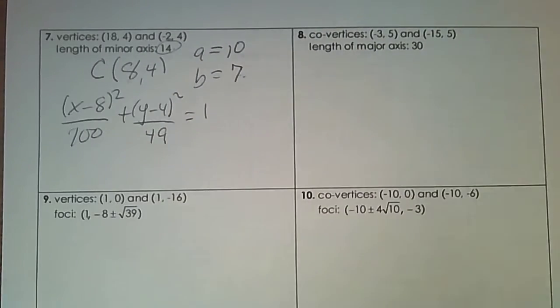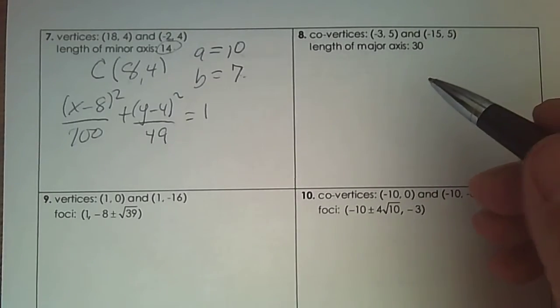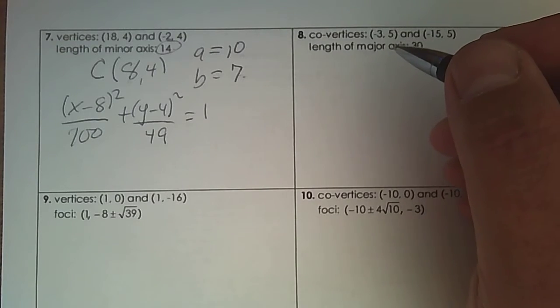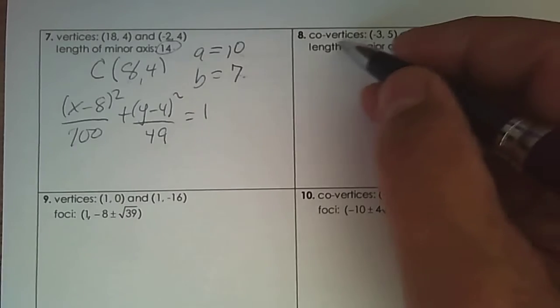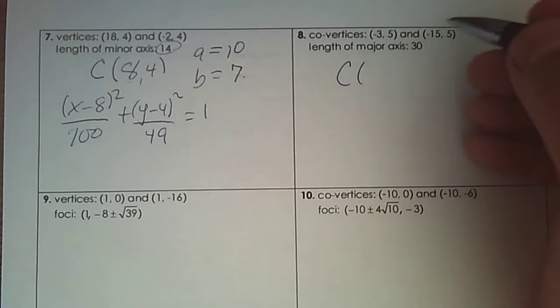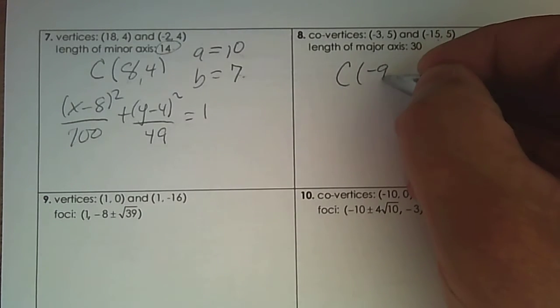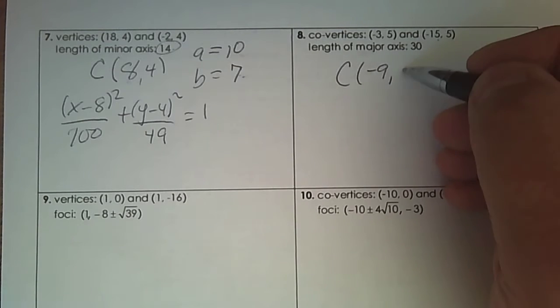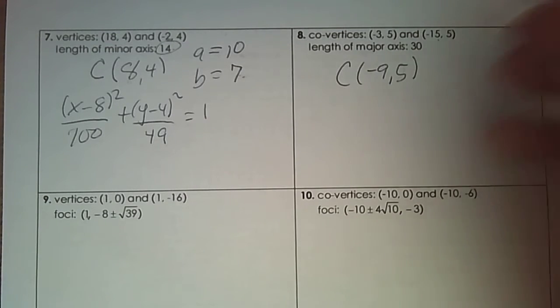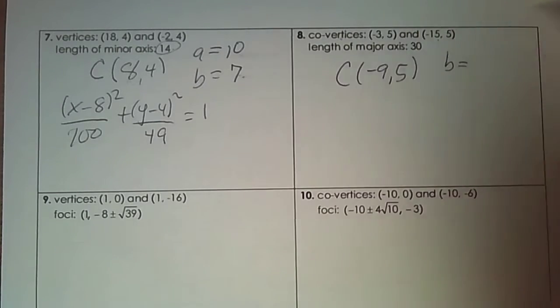Again, if you press pause and try it, and then press play, I think you'll get more out of it. The co-vertices means the minor. So first of all, the center, add them and divide by 2. So that's -18, and divide by 2 is -9. And then the 5s, that'll be 5. So B, that would be the co-vertices of the minor, the distance.